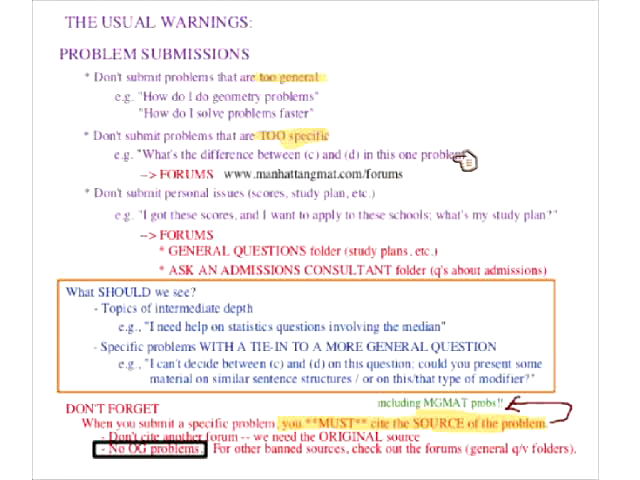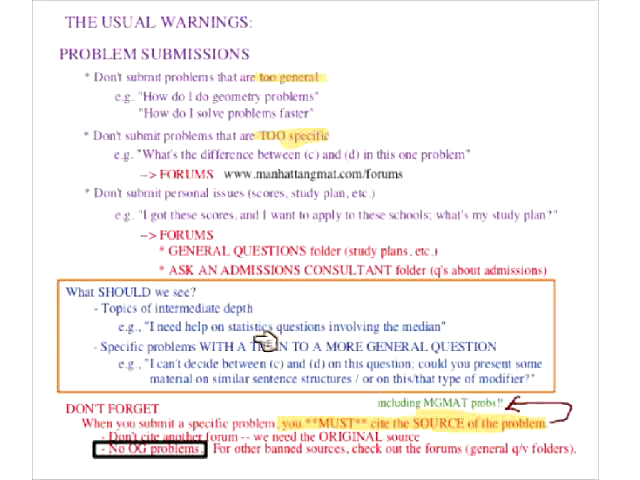So if you've got one problem to ask about and one question to ask about it, just ask on the forums. Here's the address of the forum, manhattangmat.com/forums. Also, personal issues. If you have personal study plan issues to post, please submit those also on the forums. We have a folder called General Questions. That's what that folder is for. If you have a question specifically about B-School admissions, we have one folder in the forum called Ask an Admissions Consultant. That's where you submit those.